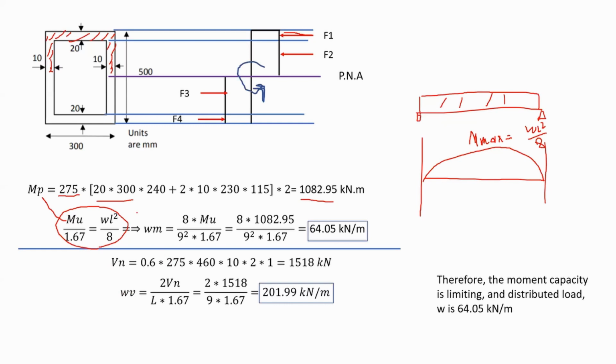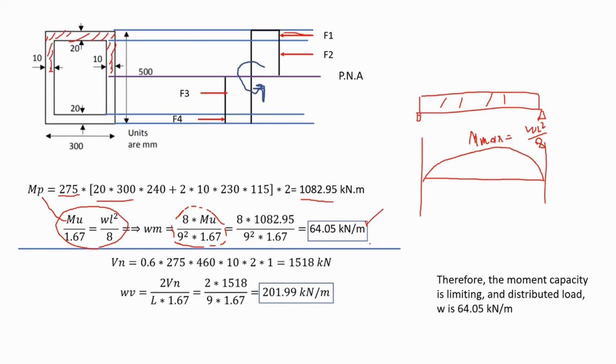Therefore, I take my W outside, I'm calling it W from moment, and in here I manipulate everything. So the equation appears to be like this, where Mu is equal to 1082.95 kilonewton meters. Calculate this, and you would obtain the maximum distributed load you can apply, 64.05 kilonewton per meter. Are we done? Not yet.